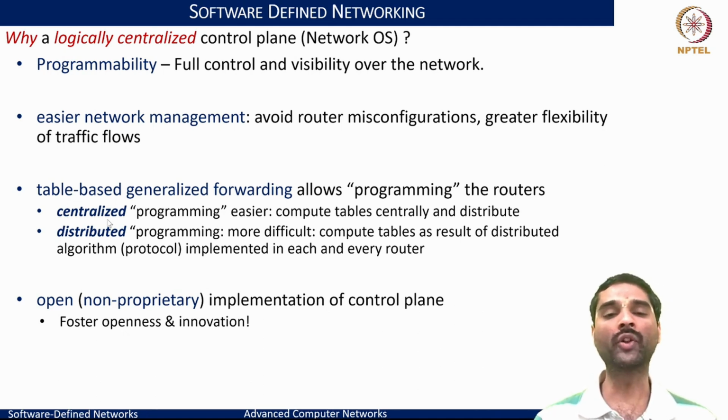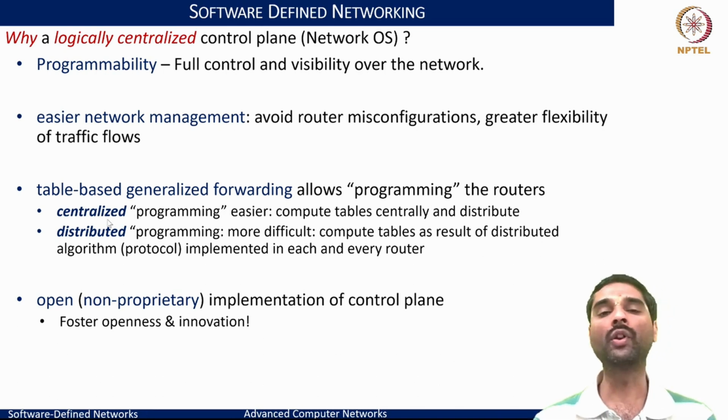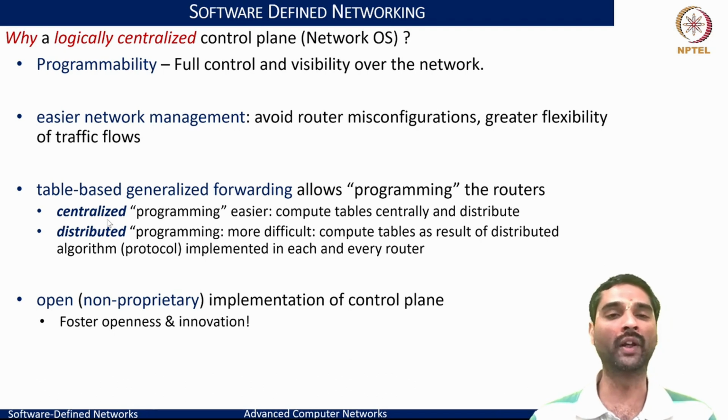So based on the source and destination IP combinations, based on the port or the protocol combinations, we can choose to have different paths that can be used for the same set of flows originating from the same source and ending at the same destination. So this gives a lot of greater flexibility for us to manage the traffic flows.